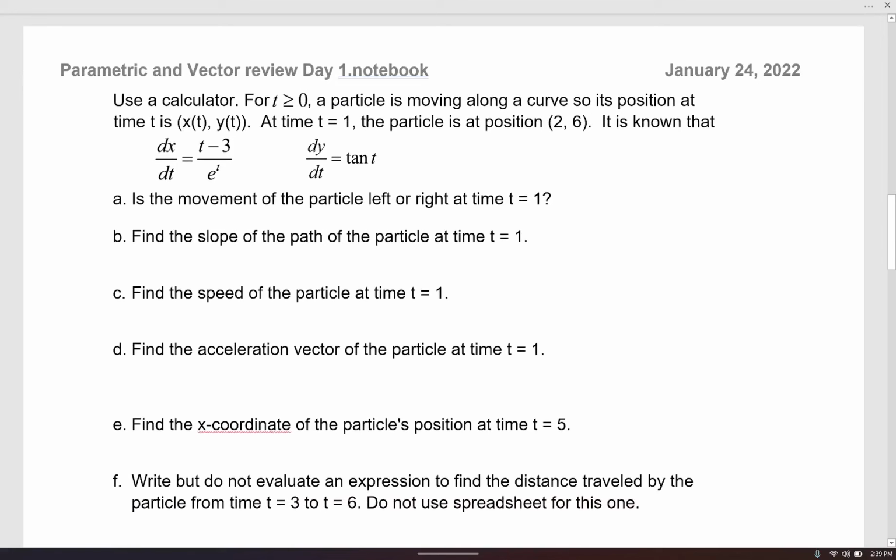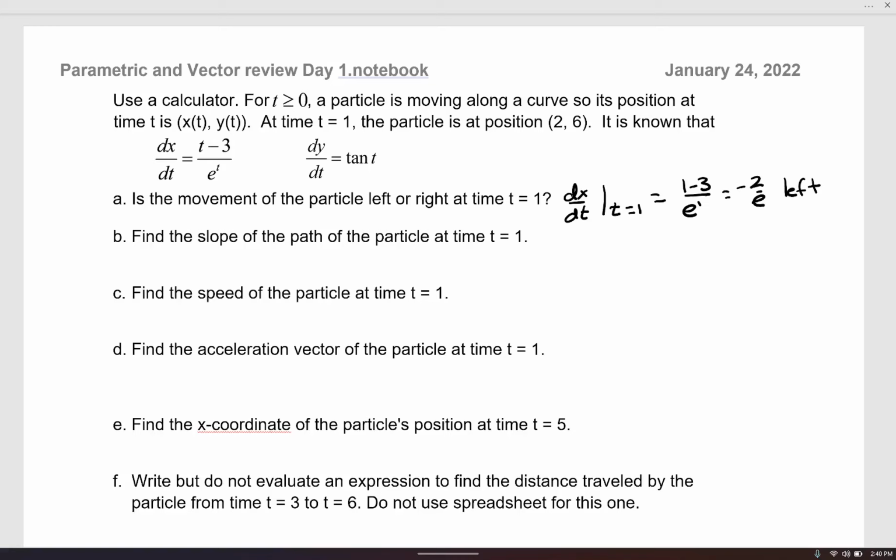For t greater than or equal to 0, a particle is moving along a curve. So its position at time t is x of t, y of t. At time t equals 1, the particle is at position (2, 6). It is known that we have those derivatives. Is the movement of the particle left or right at time t equals 1? So dx/dt evaluated when t is equal to 1 is 1 minus 3 over e to the 1. So it's negative 2 over e. That's negative, so moving to the left.